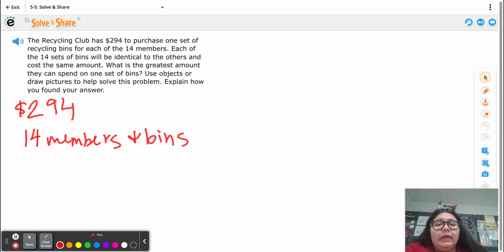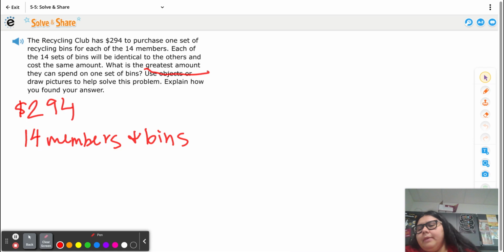Okay, so I'm having equal groups, which could be multiplication or division. What is the greatest amount they can spend on one set of bins? Use objects or draw pictures to help solve this problem. So the greatest amount they could spend: they have all $294 and they're going to spend all of that on the bins.